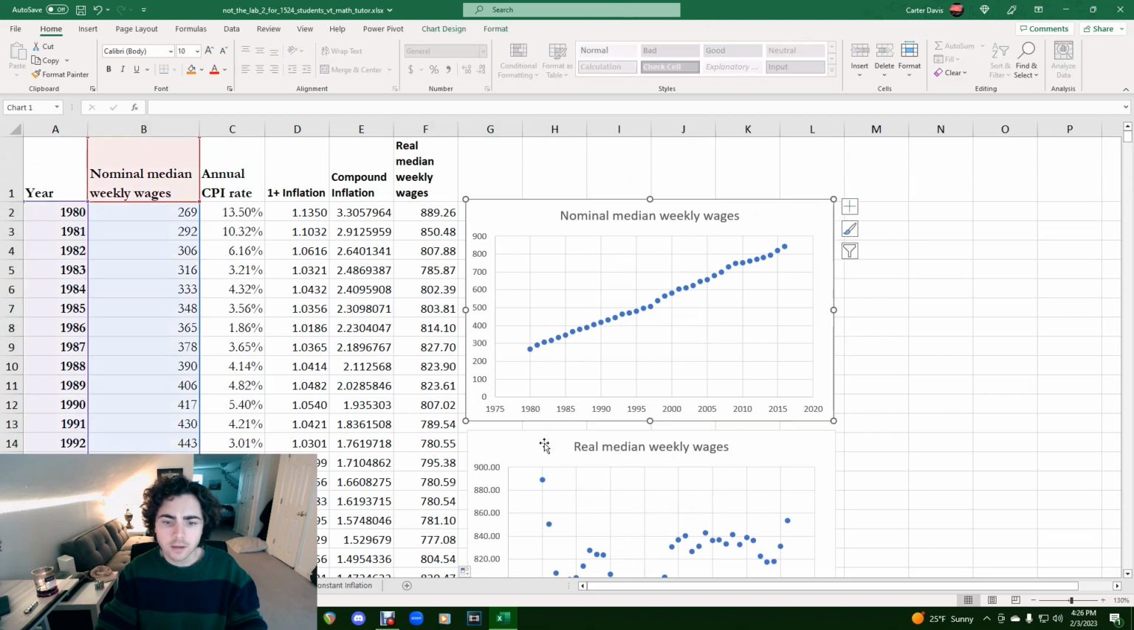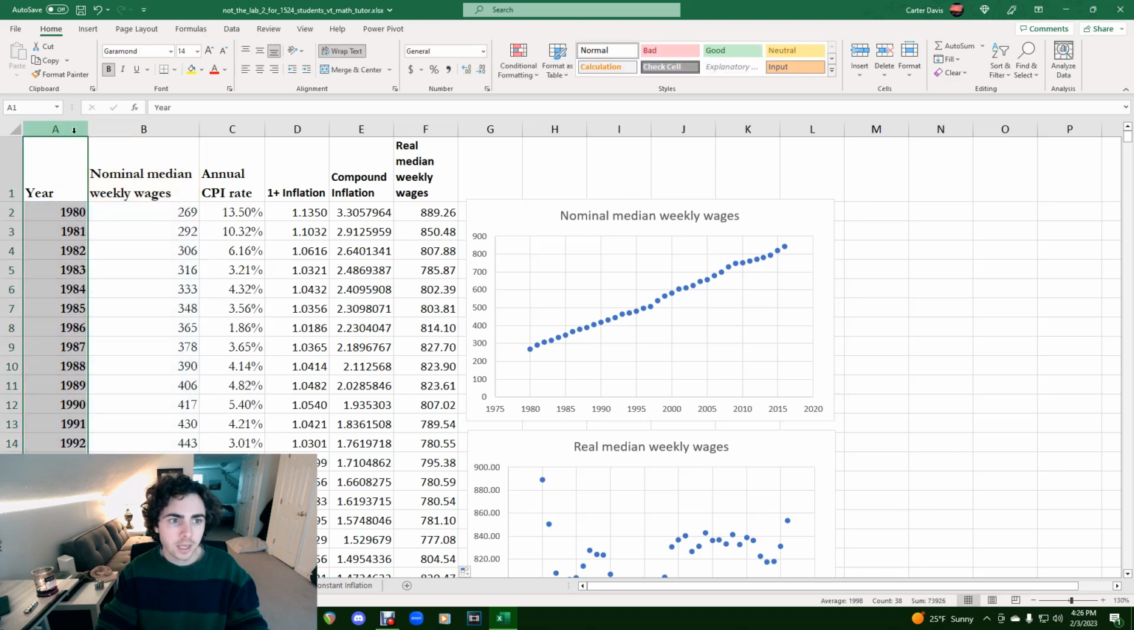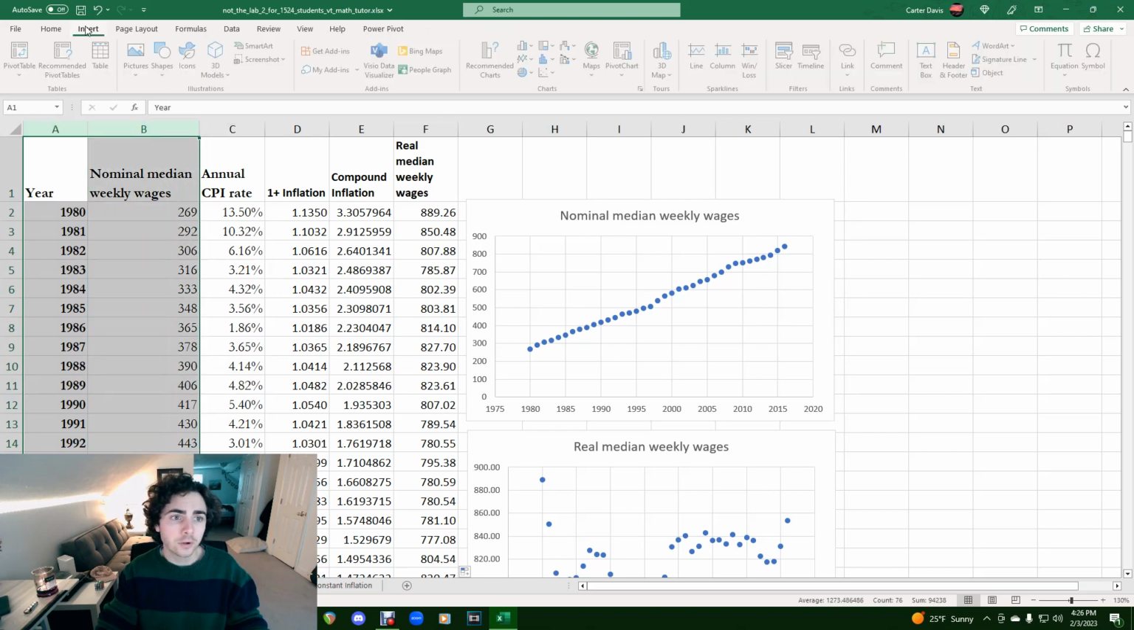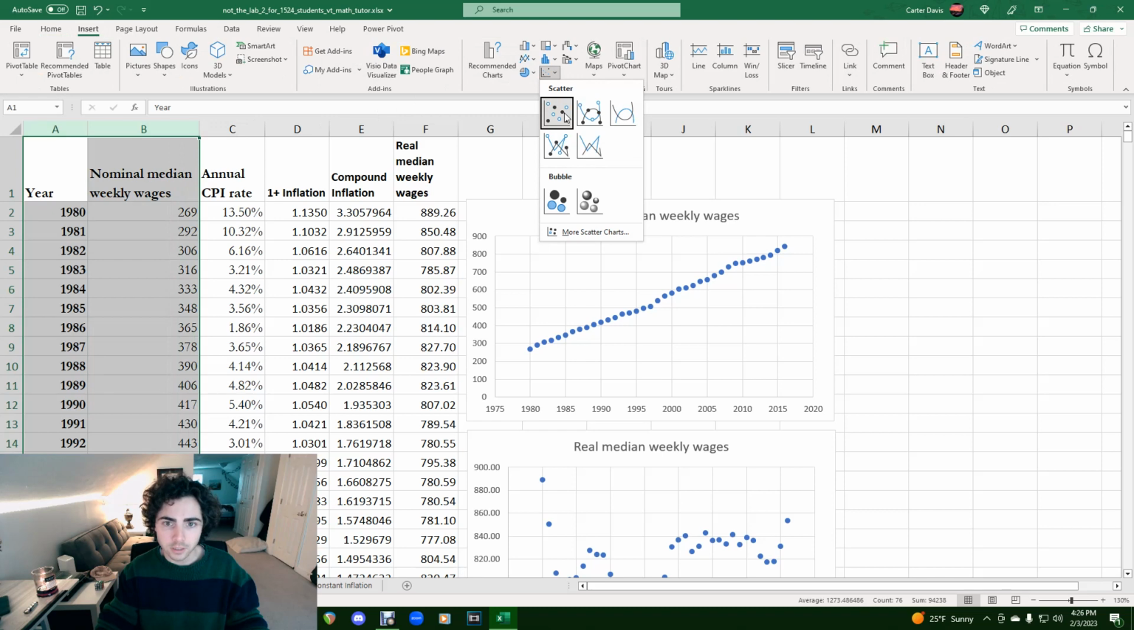And then they have you do a graph for nominal and real weekly wages. So just as a reminder, how we do that is click on A, or really for this, you could just highlight A and B. So click and hold on A, drag it across B, go to Insert, Scatter Plot. You'd click on this, and it would spit out this graph here.